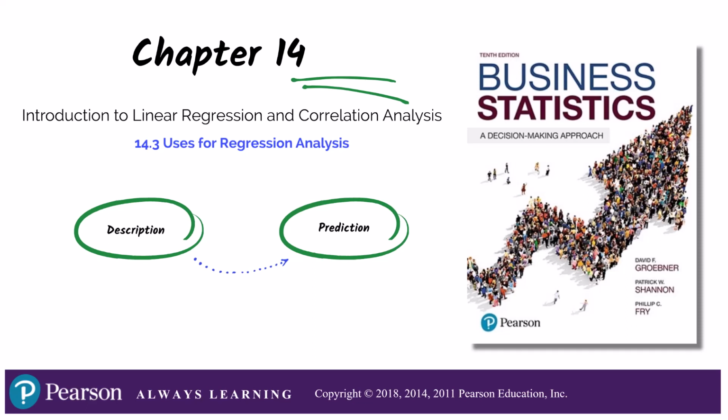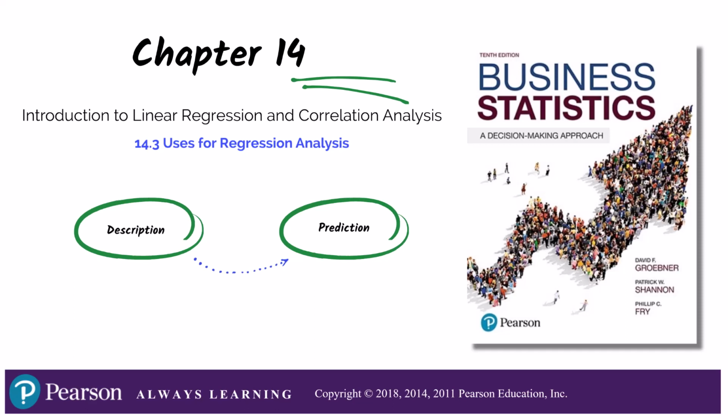Okay, let's wrap up chapter 14 and learn about the uses of regression analysis and confidence interval estimates for the slope coefficient. Then we'll talk about potential problems of using regression analysis. So the two common uses for regression analysis are description and prediction.